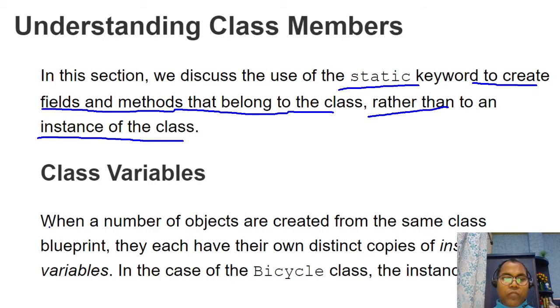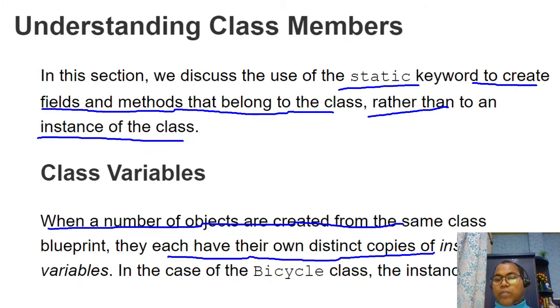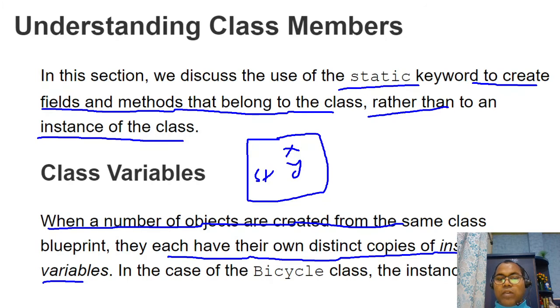Okay, when a number of objects are created from the same class, each has its own distinct copy of each instance variable. So here, let's say we have created a class that has an x instance variable and a y static variable. This is the instance variable, this is the static variable, meaning class variable. So let's create object 1, object 2, object 3.